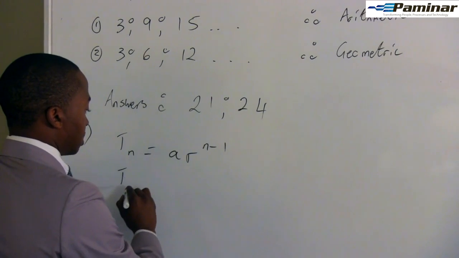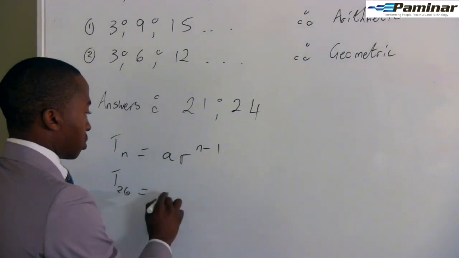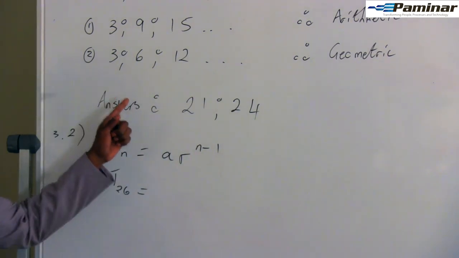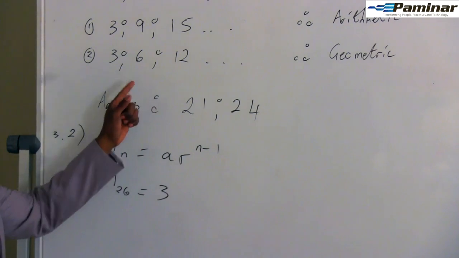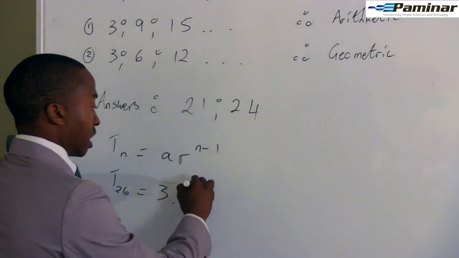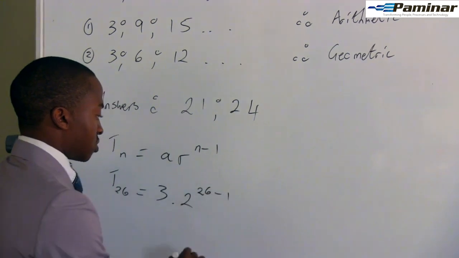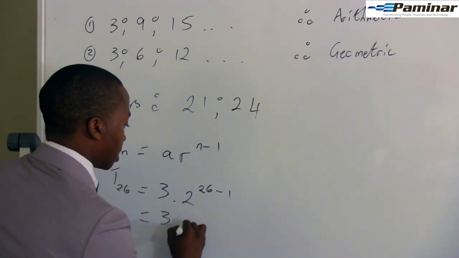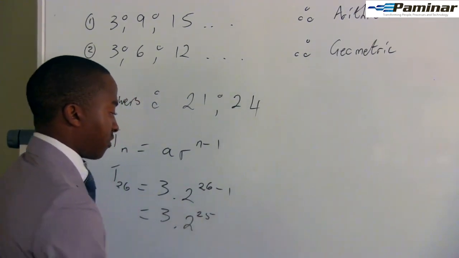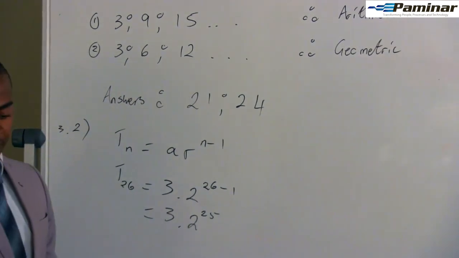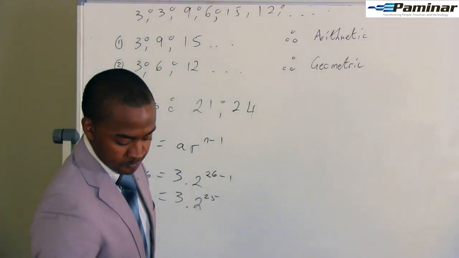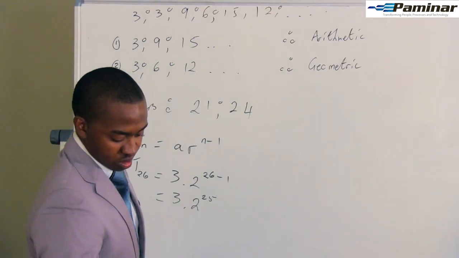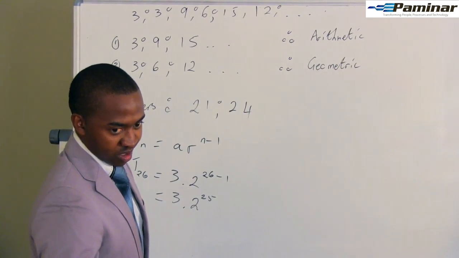So this will become T26 will equal, from our geometric sequence, we know that A, our first term, is 3. We know that our ratio is 2. And n is 26 minus 1. This becomes 3 times 2 to the 25. If you check that in your calculators, it should give you... Okay, one of you give me the answer.